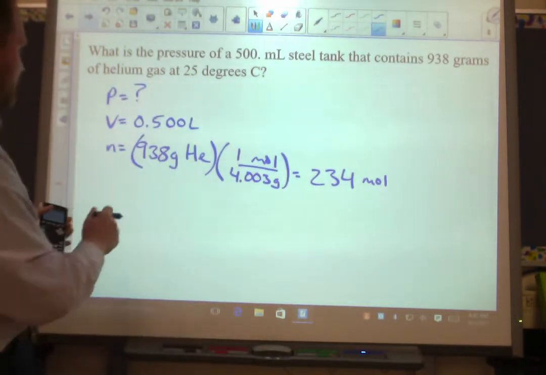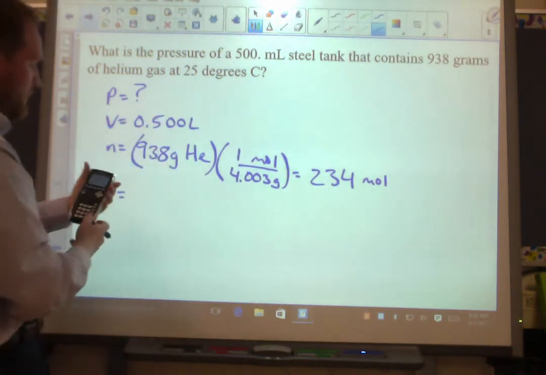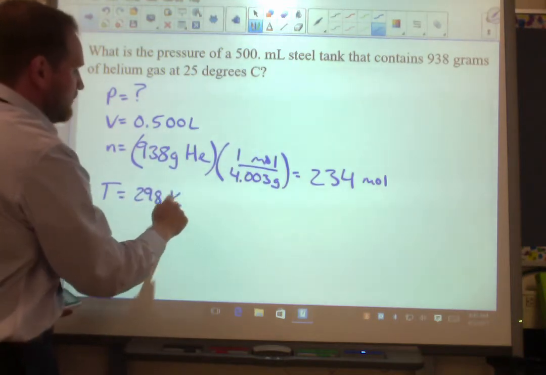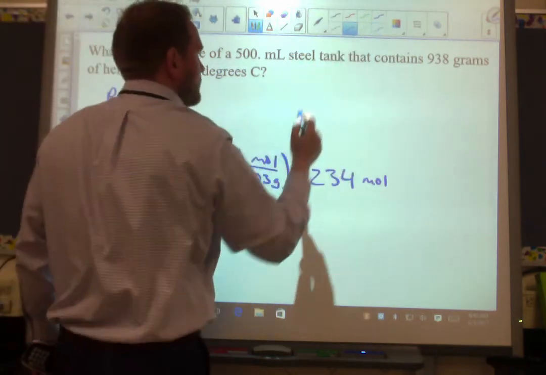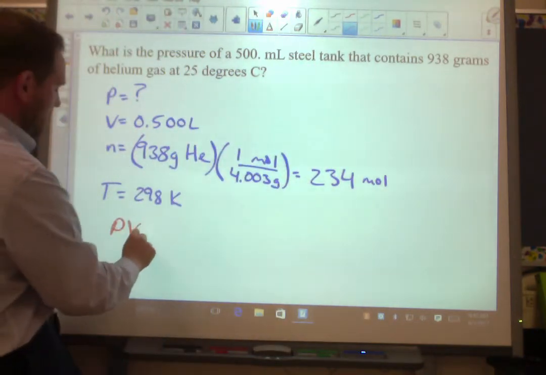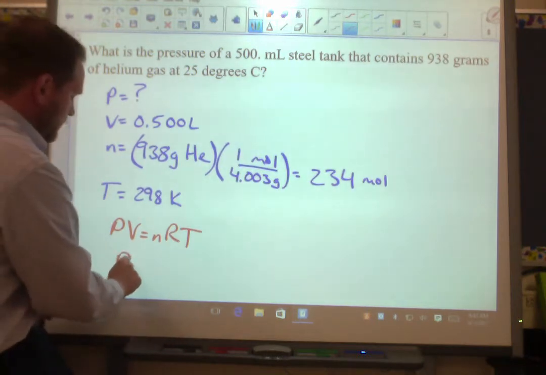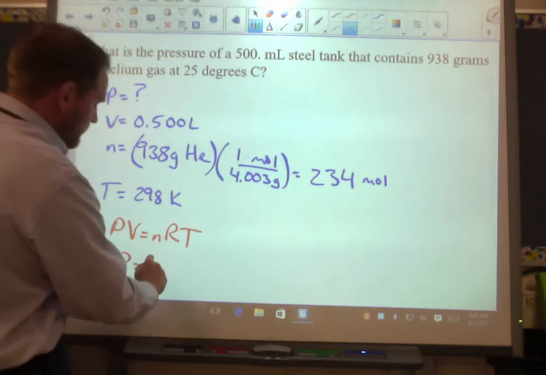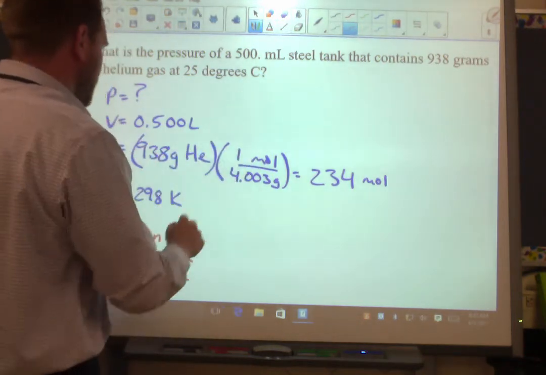Okay, 25 degrees Celsius. Temperature equals, again, this has to be Kelvin, so we're going to add 273 to that, giving us 298 Kelvin. All right, let's plug in our values here. So, PV equals nRT. We're solving for P. So you want to rearrange first. P is going to equal, so we've got to divide both sides by V, so it's going to be nRT over V. Let me rewrite it up here now.